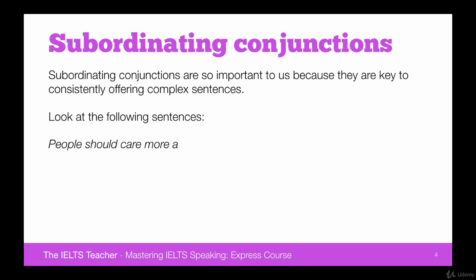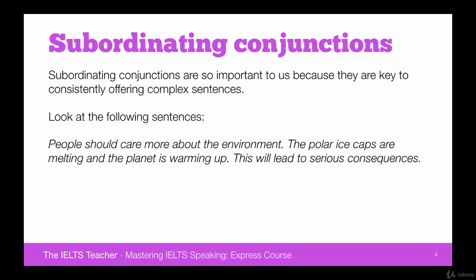Let's have a look at the following. People should care more about the environment. The polar ice caps are melting and the planet is warming up. This will lead to serious consequences. Grammatically, this is accurate, but it's not complex. There's no complexity here, and you can hear in my intonation, which we're going to look at in the next lecture, by the way, that all of my sentences go down, they go down, they go down. There's no variety here. It's not very natural to speak like this either, and so we need to have complex sentences.